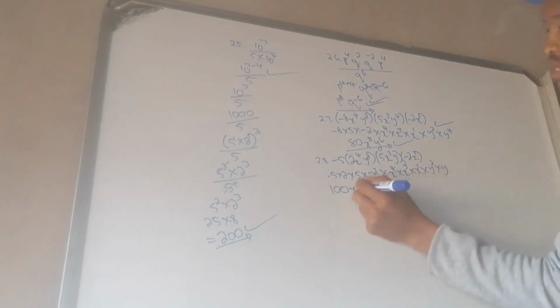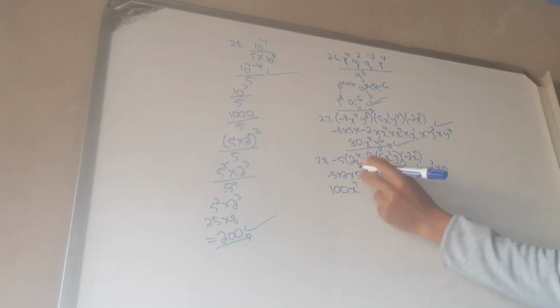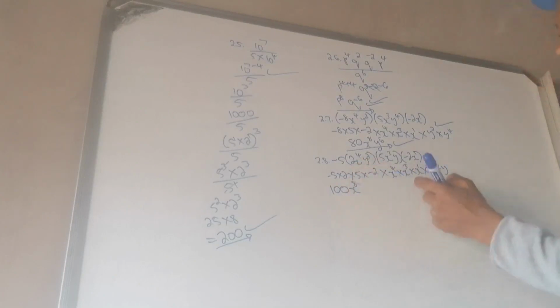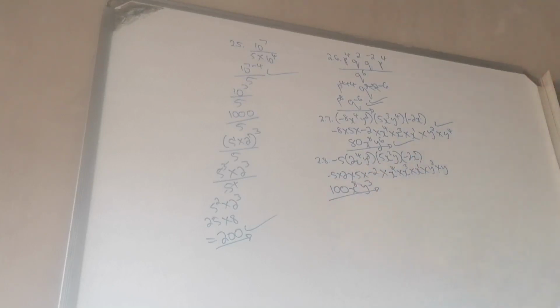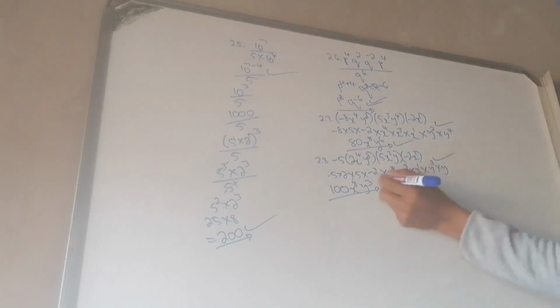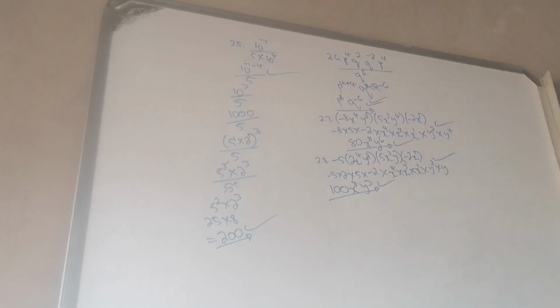It comes for x7. In fact, x8, because 4 plus 3 plus 1 is 8. It comes for y3. This becomes your final answer: 100 x8 y3. 2 marks for that. You get a total of 2 marks.